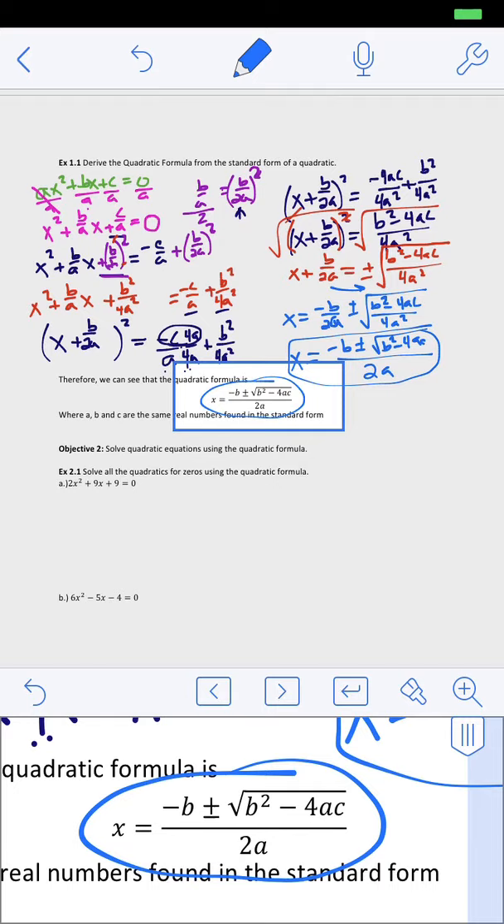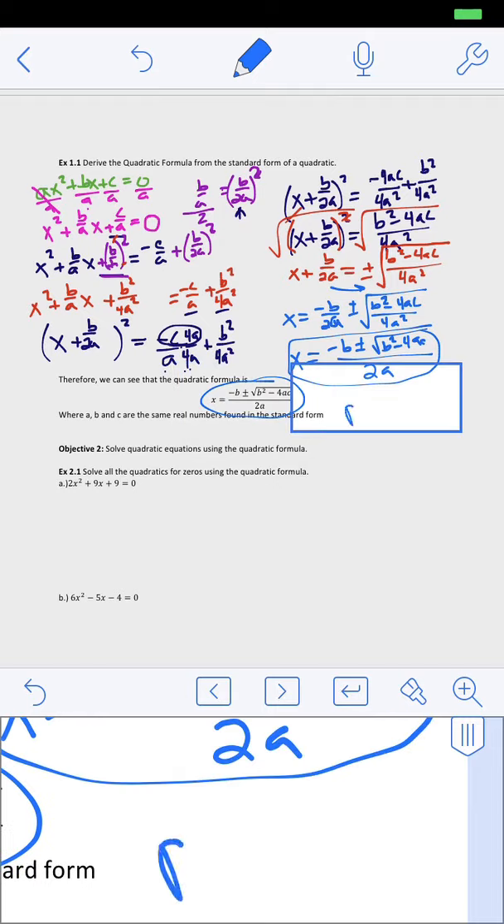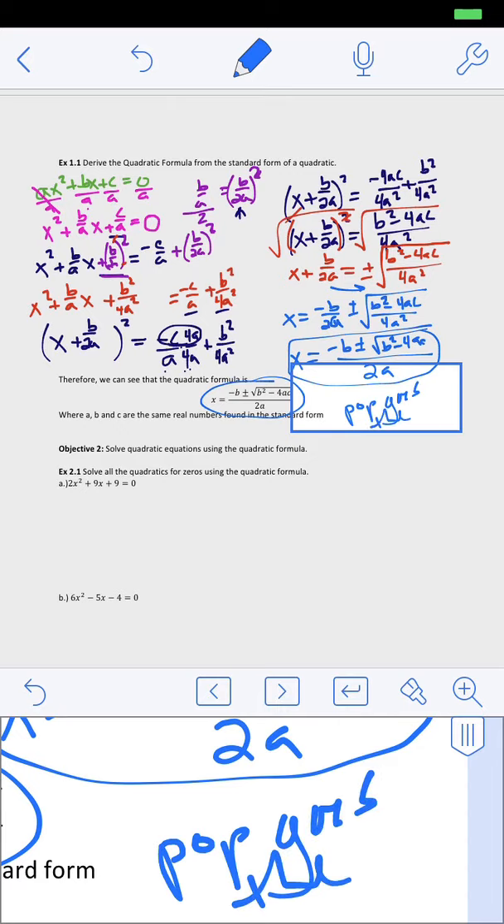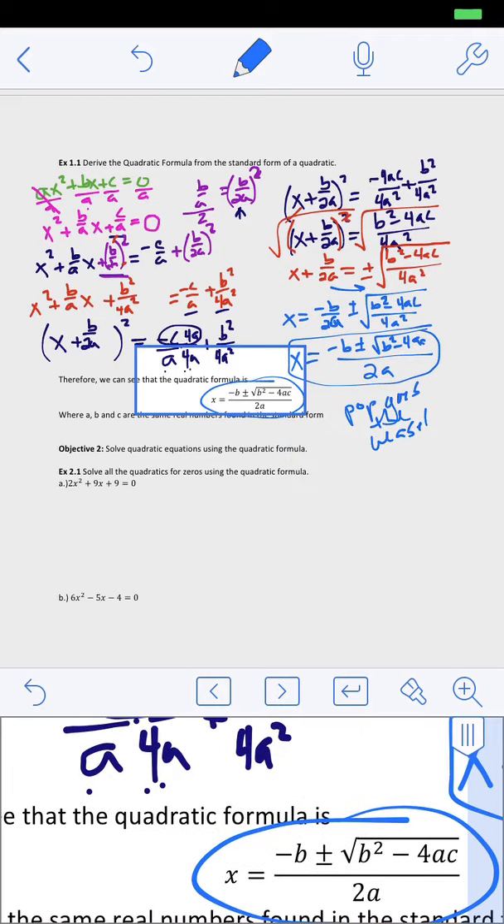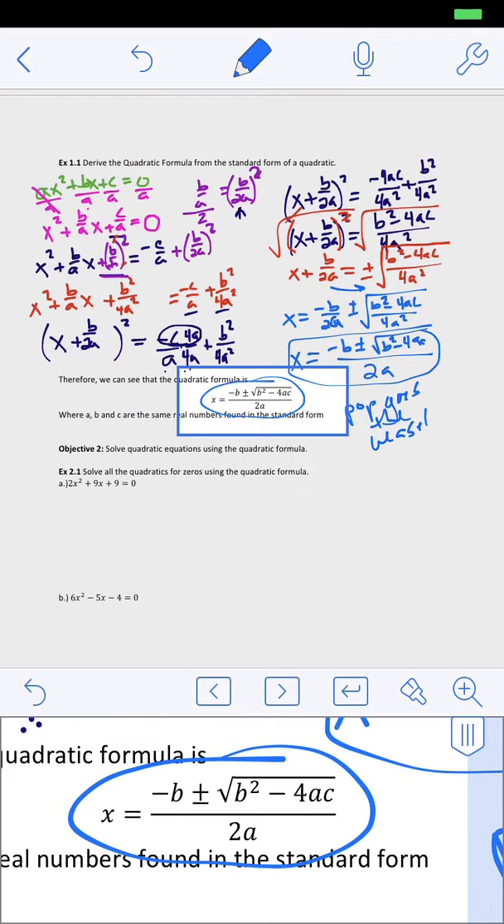If you're having trouble remembering it, you can just sing Pop Goes the Weasel. That's one way I've heard it being remembered. Goes x is equal to minus b plus or minus the square root of b squared minus 4ac all over 2a. Pop goes the weasel.